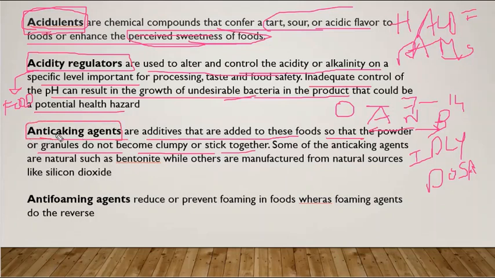You may ask, sir, what is the use of this? In households it is okay, but in restaurants they do it on a large scale, and also in cake factories they need these anti-caking agents so that there won't be any granules present in the dish, because if present it won't satisfy the customer. Some anti-caking agents are natural, such as bentonite, while others are manufactured from natural sources like silicon dioxide. No need to remember these things, just remember what anti-caking agents are.